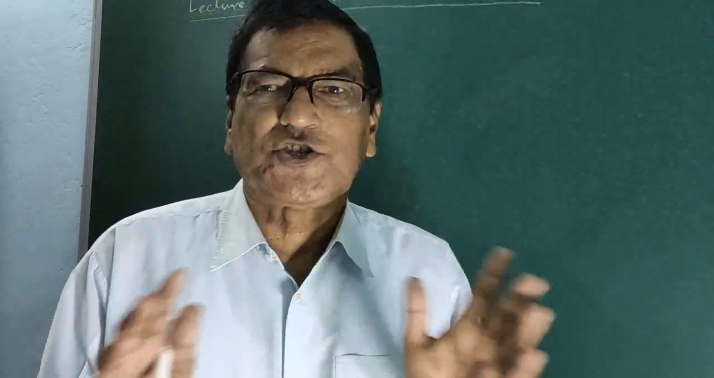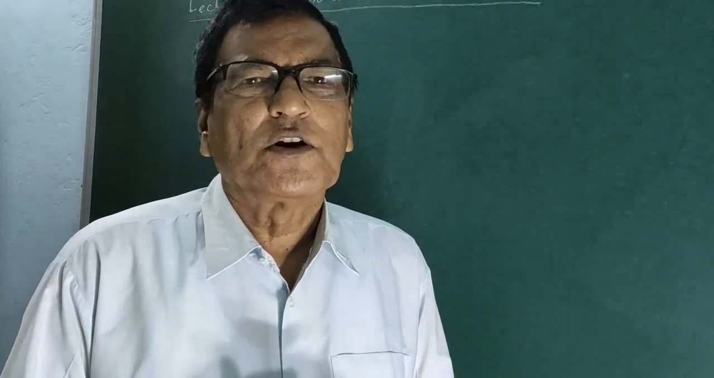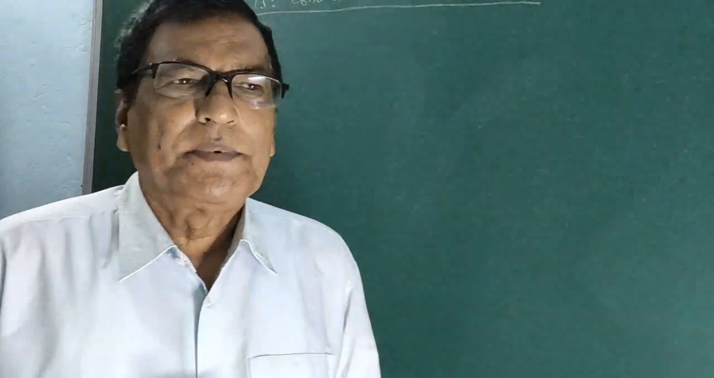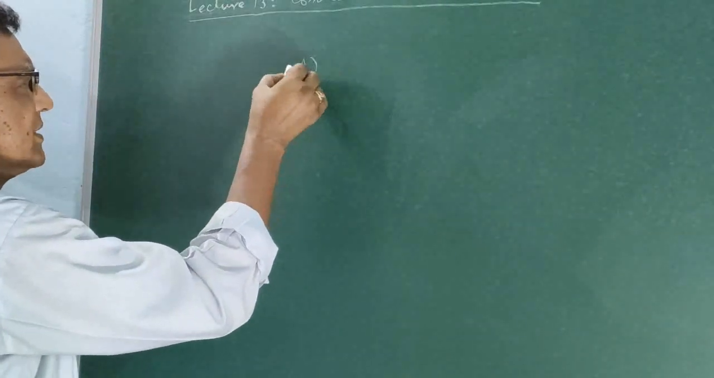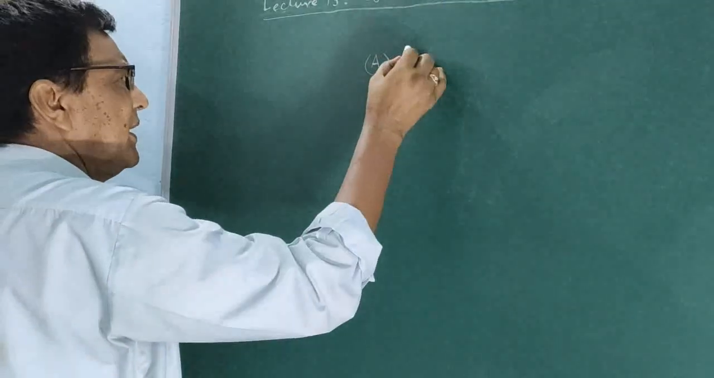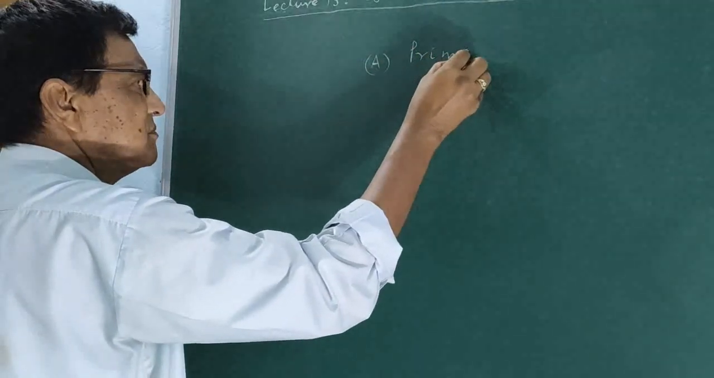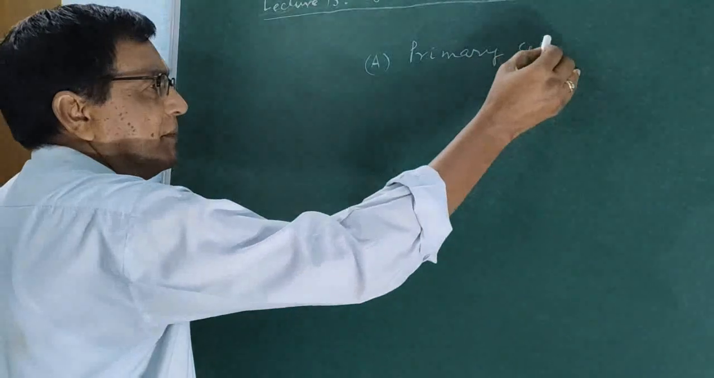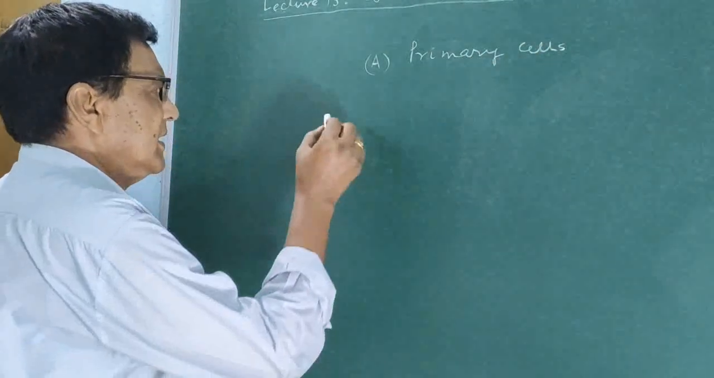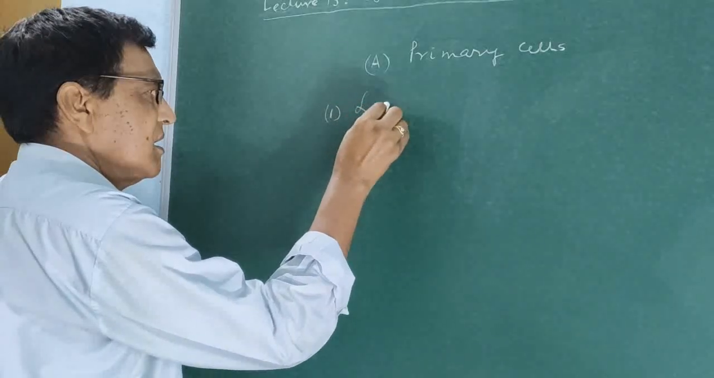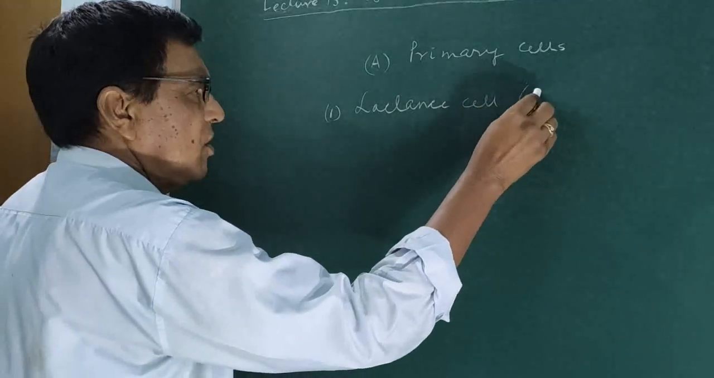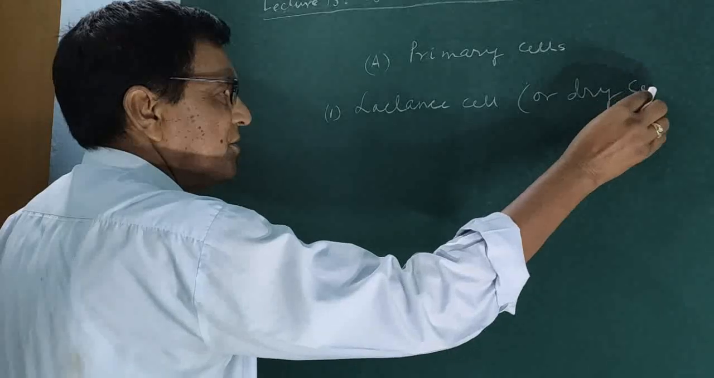But these cell reactions could not be reversed. Once exhausted, it is thrown out. It could not be reused for further purposes. And this type one is the primary cell, and the best example of these primary cells is the Leclanche cell, or sometimes called a dry cell.